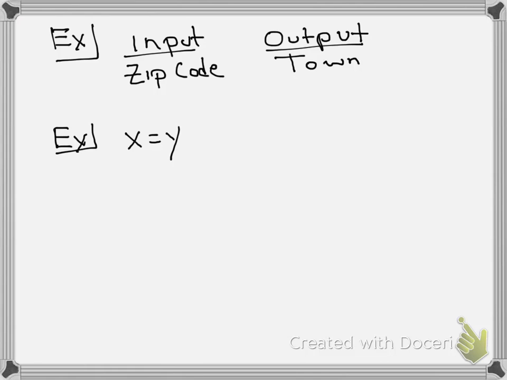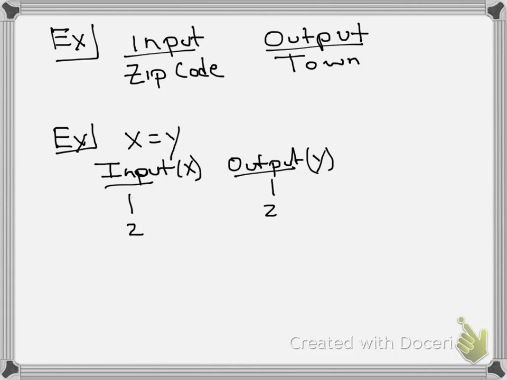Another example, let's say we have the equation x equals y. Got the input and output. Our input is x, our output is y. So input is 1, output is 1, input is 2, output is 2. For a single x value, we get a single y value. This is a function.